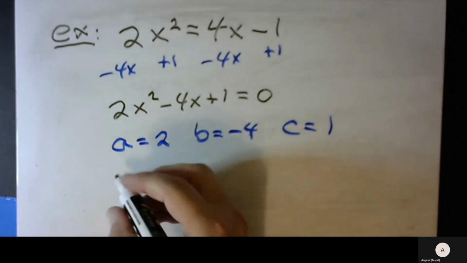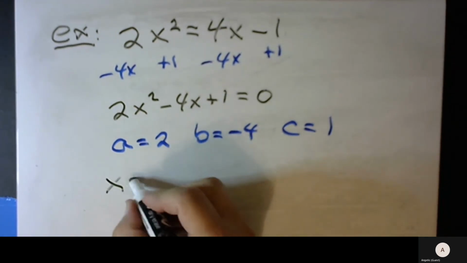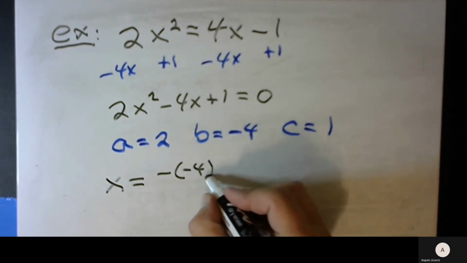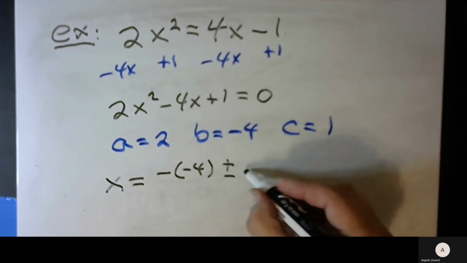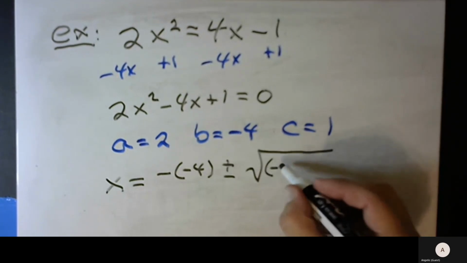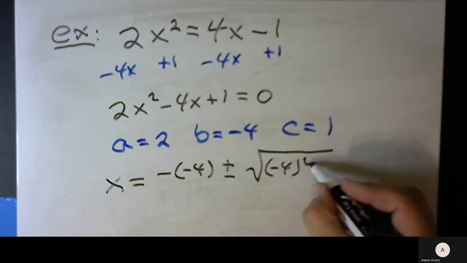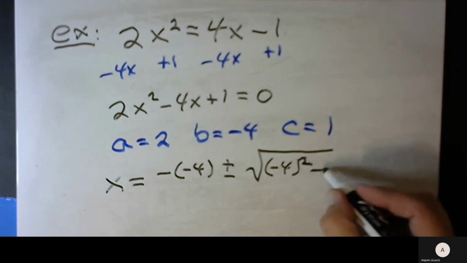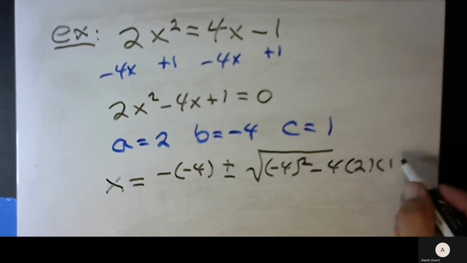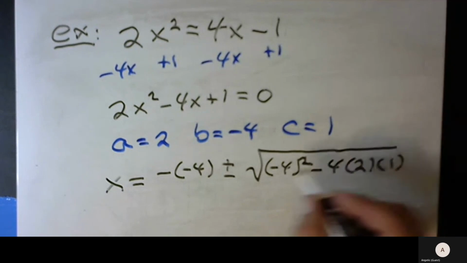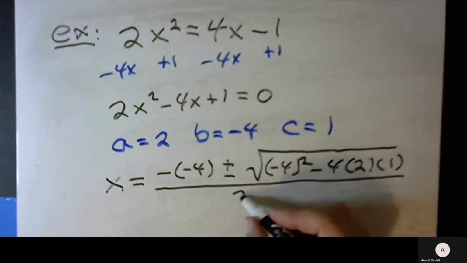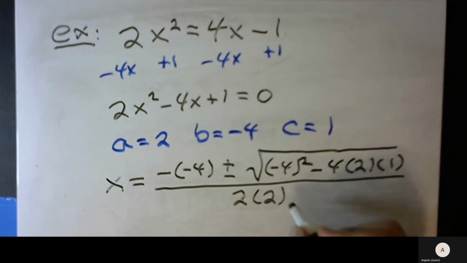So filling in the quadratic formula, negative b plus or minus the square root of b squared minus 4ac divided by 2 times a.